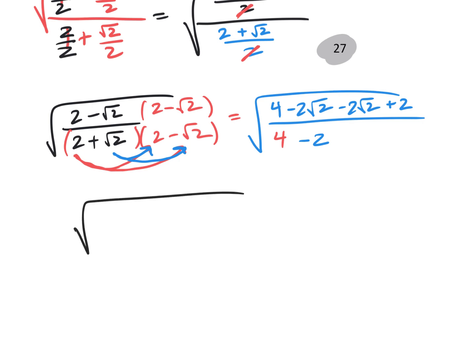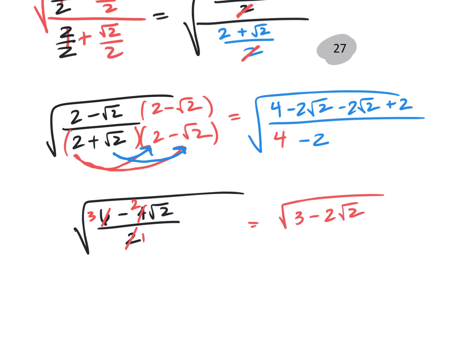I still have that huge square root. Don't hate me for that. I apologize. It's going to be 6, 4 plus 2 is 6, minus 4 root 2. Beautiful. All over 2. Good. And then you can start canceling out. What am I going to cancel out? It's going to be 3 minus 2 square roots. 6 divided by 2 is 3. 4 divided by 2 is 2. 2 divided by 2 is 1. And I'm left with 3 minus 2 root 2.